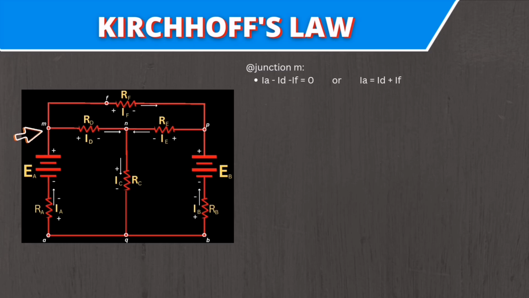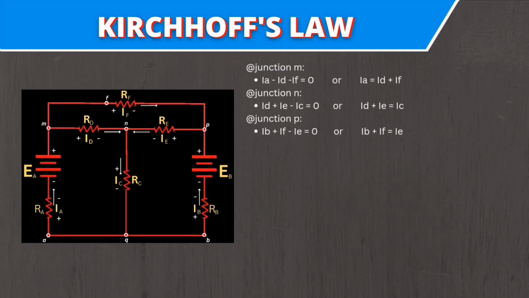As you can see guys, at point M, the current entering the junction is I sub A, which is positive, while I sub D and I sub F are leaving the junction, so they are negative. Adding all the currents considering the polarity, we will have I sub A minus I sub D minus I sub F equal to 0. Since the current law is the algebraic sum of the current at any junction of an electric circuit, which is equal to 0. After the current equation is written, then we go now for the voltage equation.